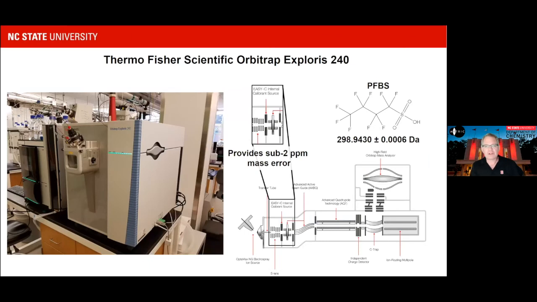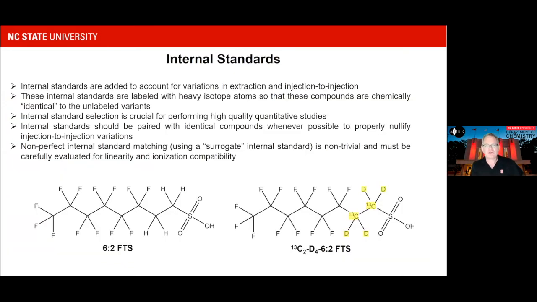The methodology is built on a Thermo instrument, an Orbitrap Exploris 240. It has the new EASY-IC internal calibrant source, which gives us high mass measurement accuracy. And of course, we can fragment things with HCD and get MS/MS spectra. This is dedicated to this project because of the large number of samples that we are going to be running this method on. So internal standards are very important, as you know.